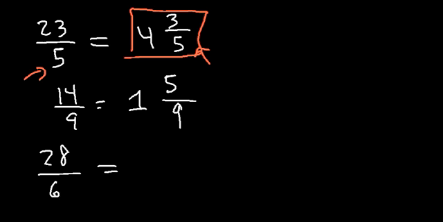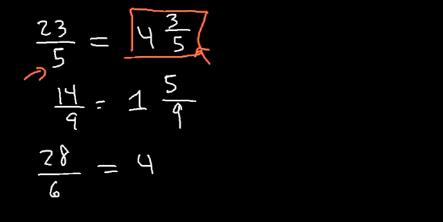So how many times does 6 go into 28? 6 goes into 28 4 times. 6 times 4 is 24, which is less than 28. But 6 times 5 is 30. It's too much. It's greater than 28. So you want to find pretty much the highest multiple of 6 that goes into 28.